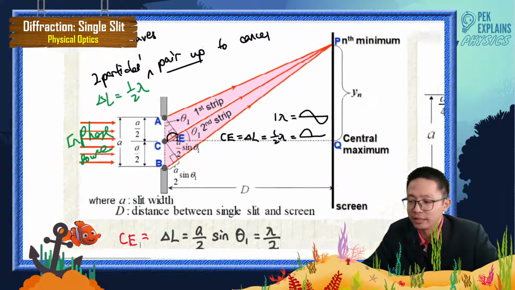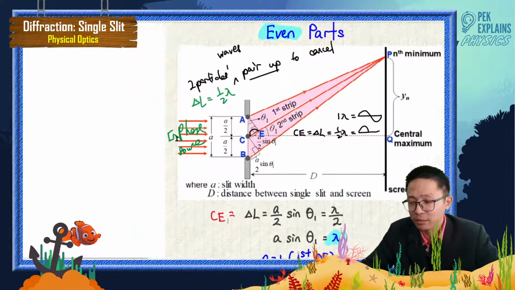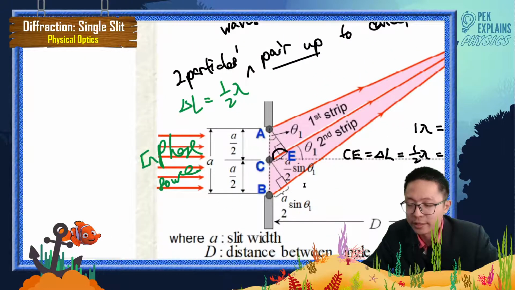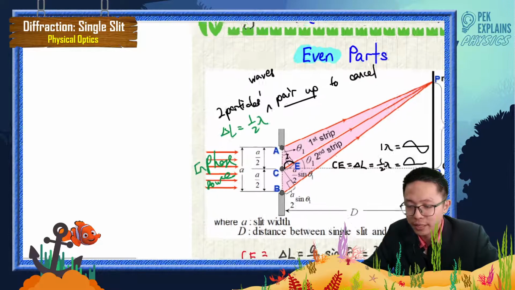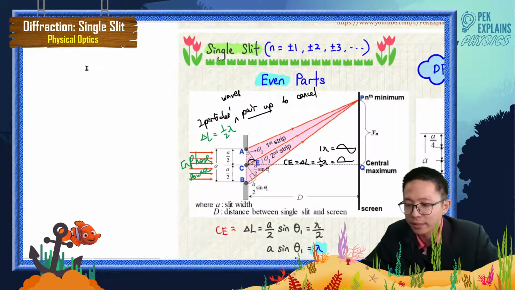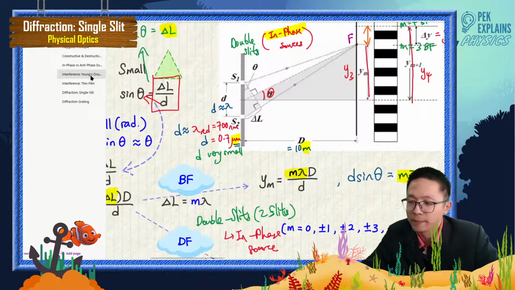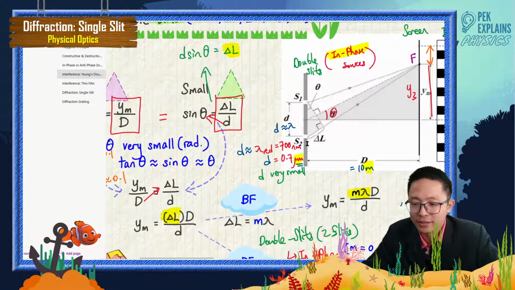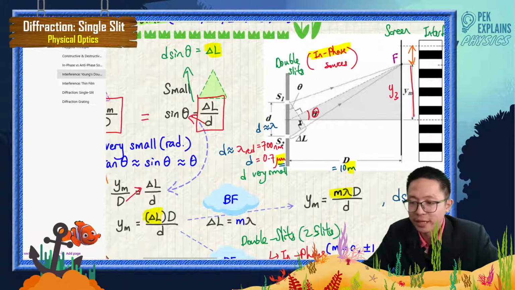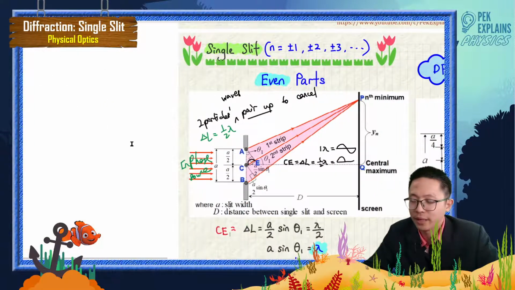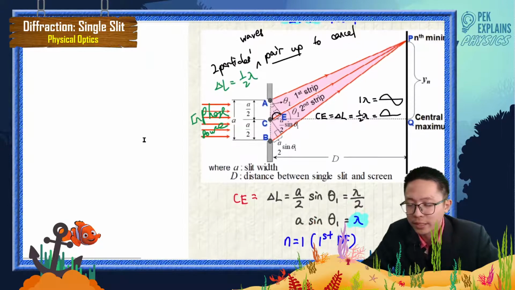Actually, this one is like the double slit. If you can see here, there is a small triangle, isn't it? And you can see here you have theta 1. Look at here. This small triangle is actually related to the double slit. This small triangle and the big triangle, it comes back to the same thing as for the single slit. You can check back the double slit.